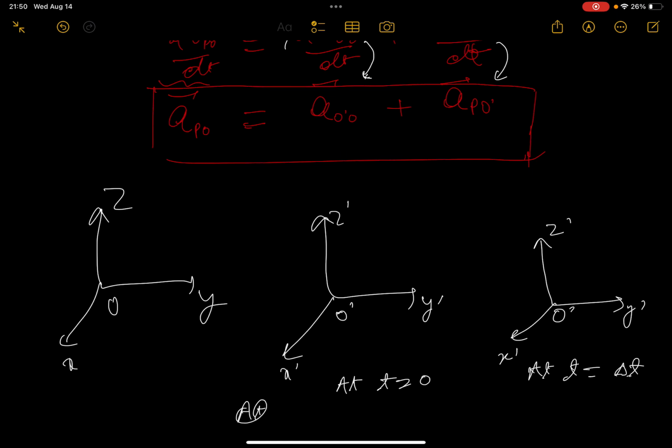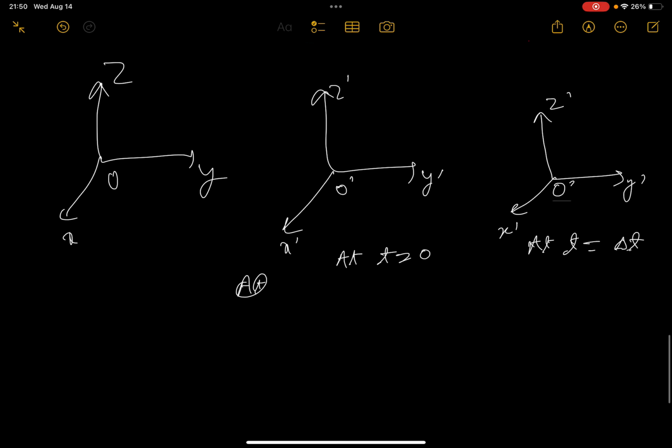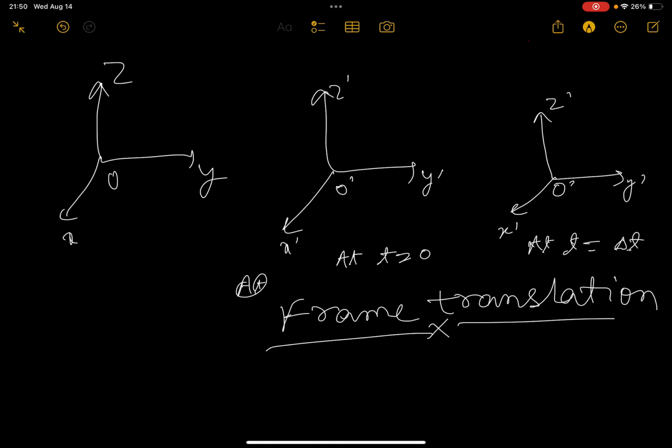Yeah, that is the most important point. We are discussing frame translation. We are discussing frame translation for now. This one is called frame translation.